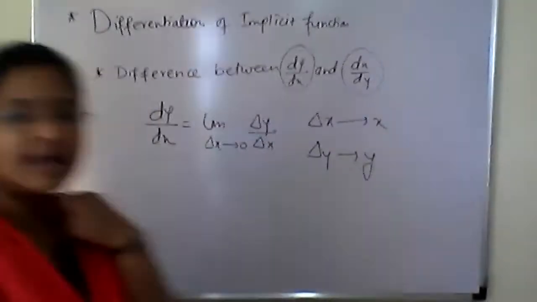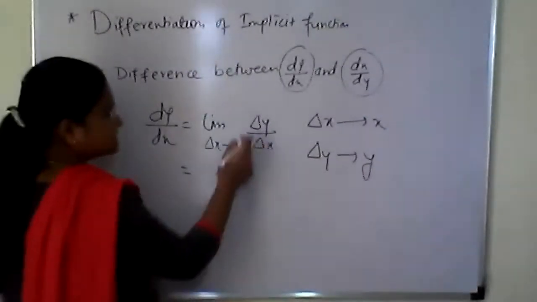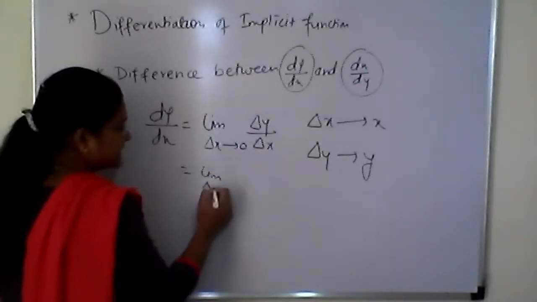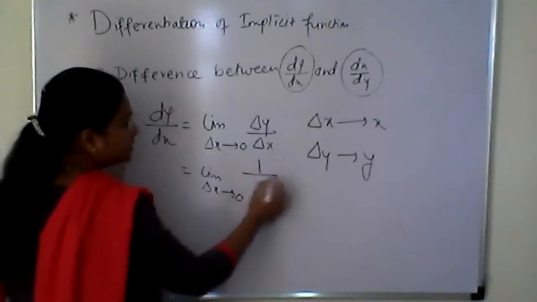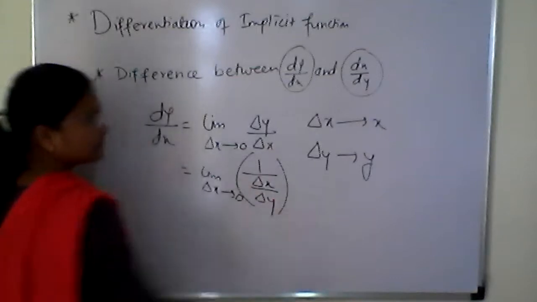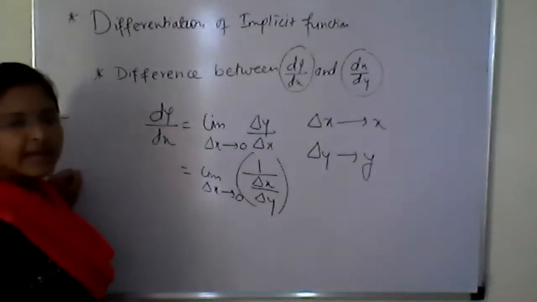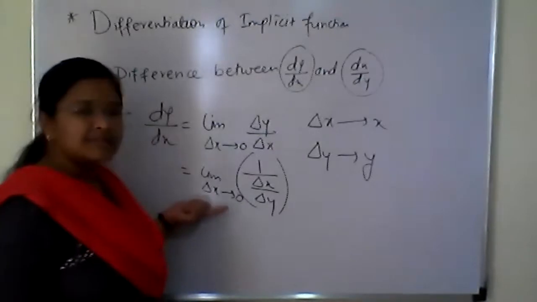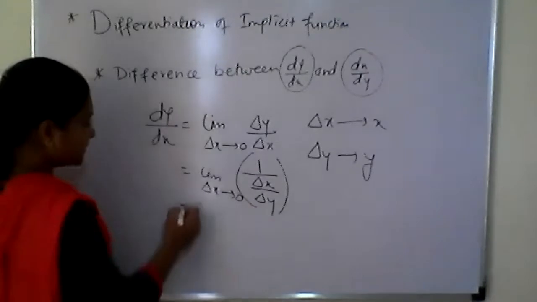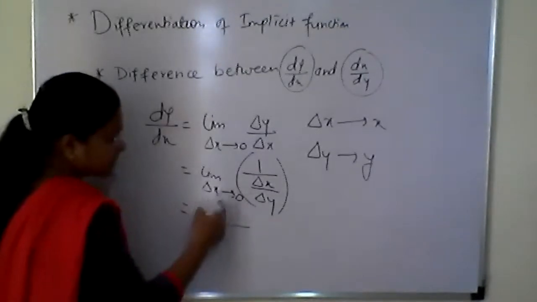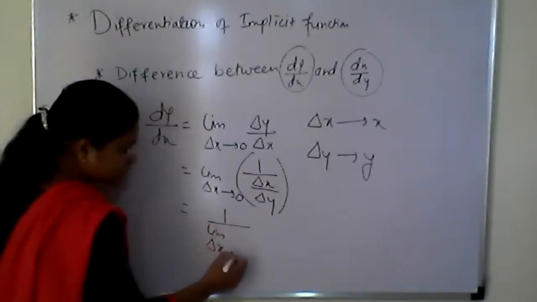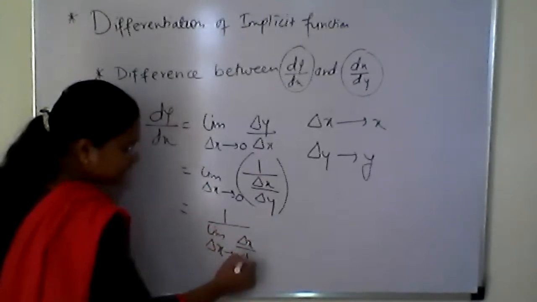So this we can write as limit as delta x tends to 0, 1 upon delta x by delta y. We can write this, and we have seen the algebra of limits. Limit will go to the denominator. So what will it be? 1 upon limit as delta x tends to 0, delta x by delta y.